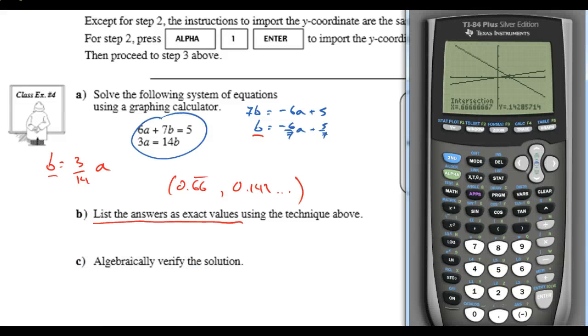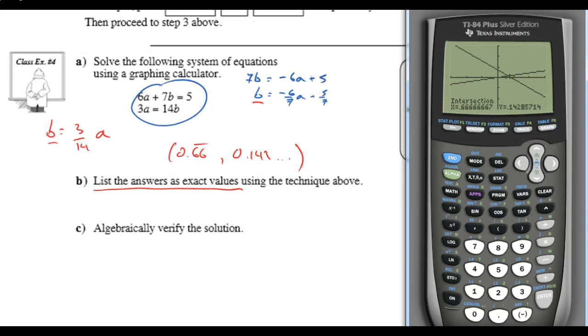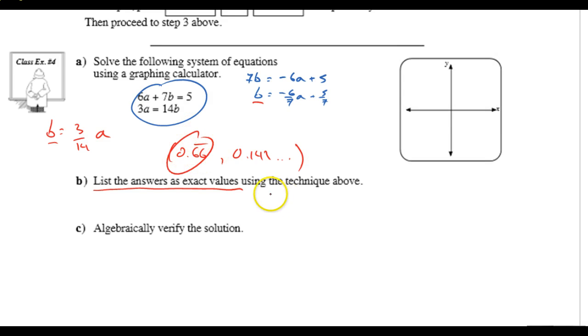Once you have your intersection, you're going to get out of the equation by hitting clear twice, and then you're going to go into math, and the first option is fraction. Hit enter, and what it does is it takes the answer and turns it into a fraction for you. So 2 over 3. That's going to represent the x there. So that 0.666 is, as you probably all figured out, 2 over 3.